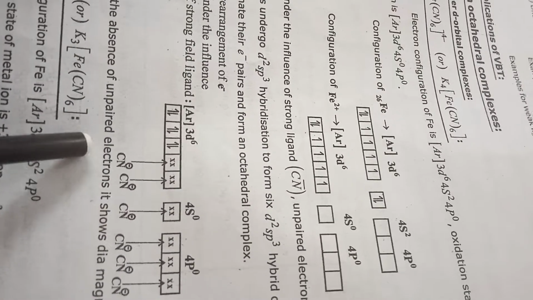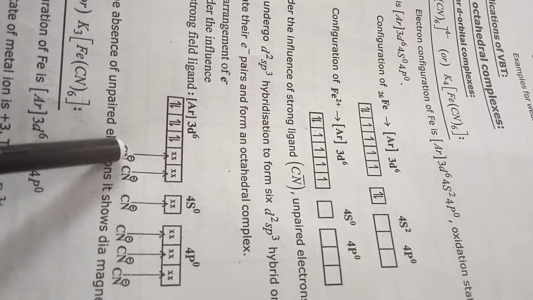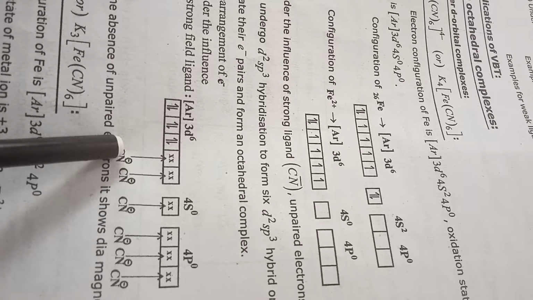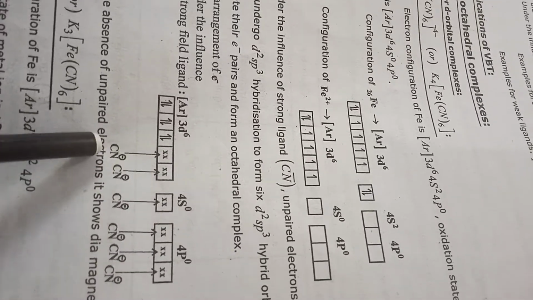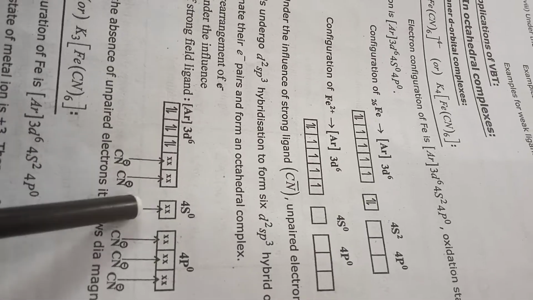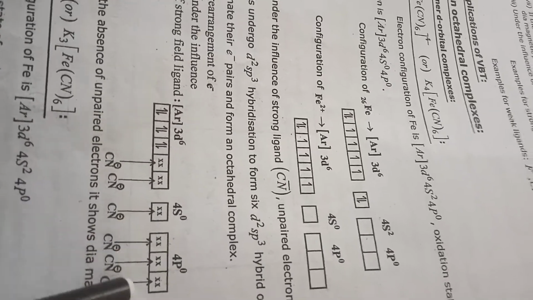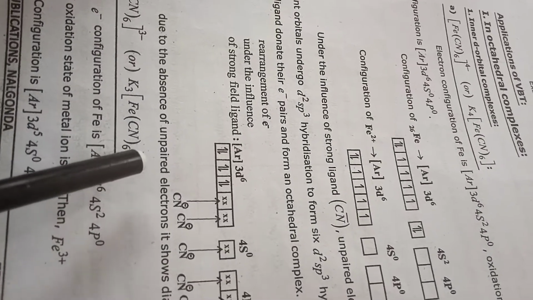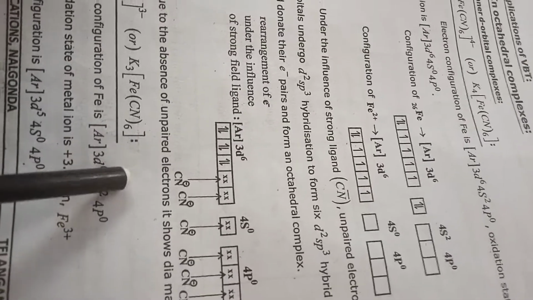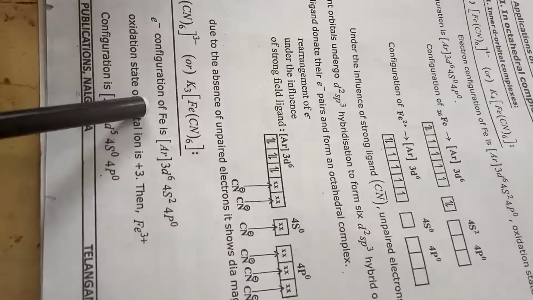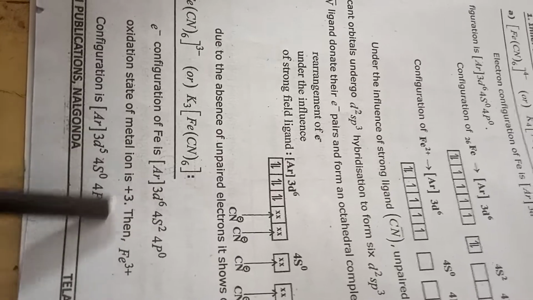3d6. Here you can see one cyanide giving one electron pair. Already ferrous has accommodated these orbitals. So CN gives 2 electrons, showing that 2 electrons are mutually shared between Fe and cyanide, forming octahedral complexes. Here you can also write like this, no problem.